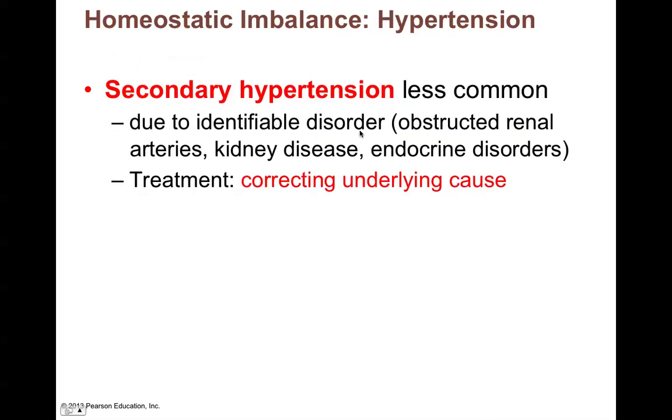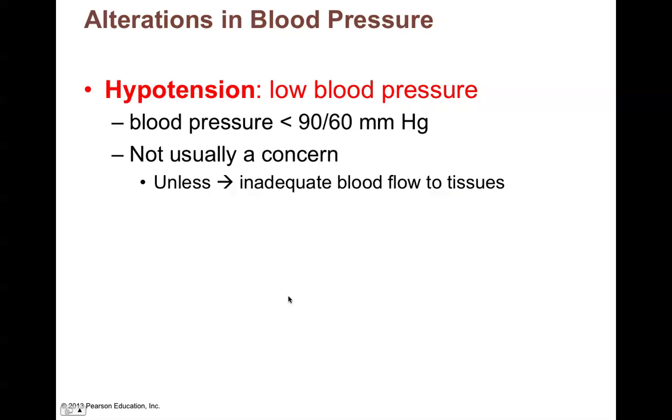Secondary hypertension is less common, but it would be due to an identifiable disorder: obstructed renal arteries, kidney disease, or endocrine disorders. In children, if a child has high blood pressure, it would be a red flag signaling that it could be a kidney disease. Treatment for secondary hypertension is to correct the underlying cause.